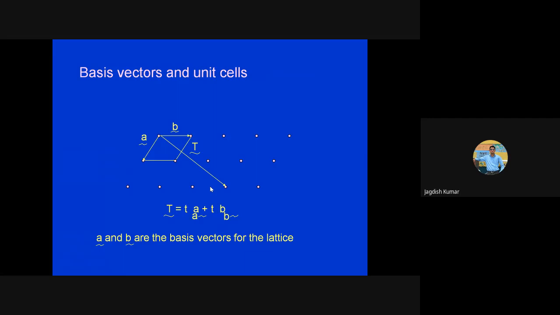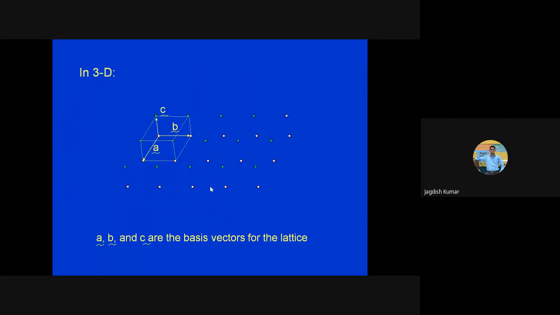So I hope till now you are in a position to define what a translational symmetry operation is, or even a rotational symmetry operation, and how mathematically we can describe a translational symmetry operation for a periodic array of two-dimensional points. Similarly, in 3 dimensions, we will have 3 basis vectors, just like in 2D we had 2 vectors. Here we will have 3 basis vectors, A, B, and C, and the rules are exactly the same, and that is how we define a 3-dimensional lattice.